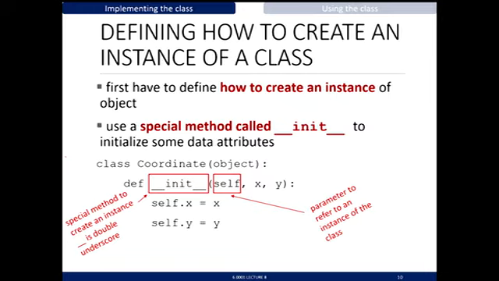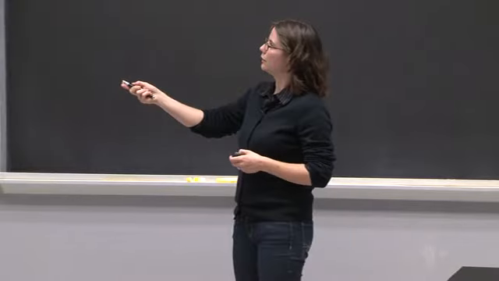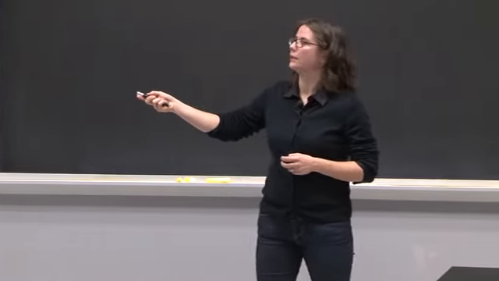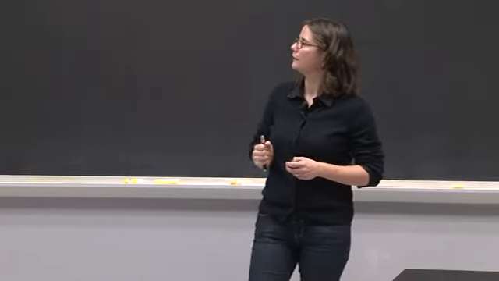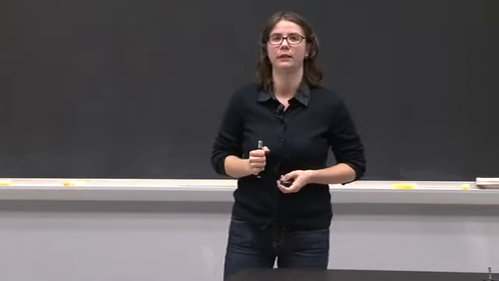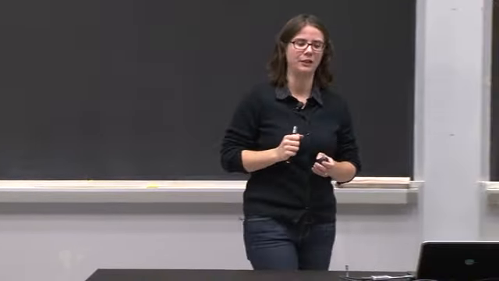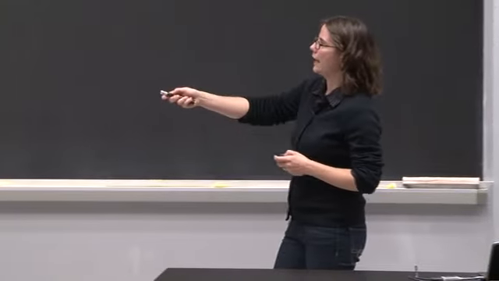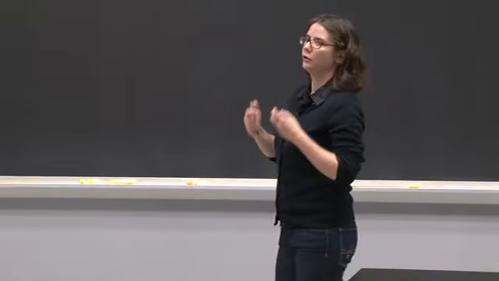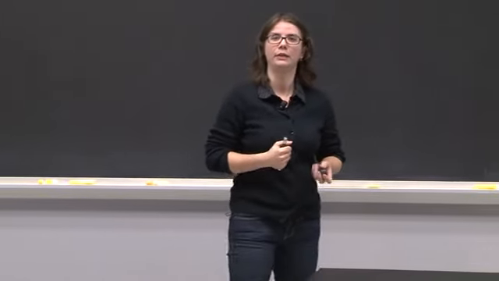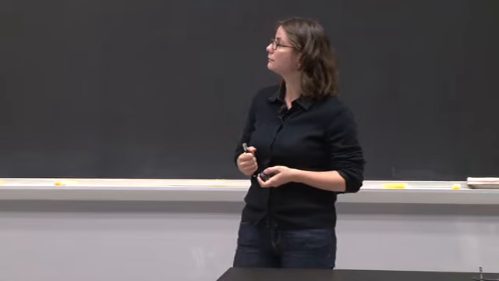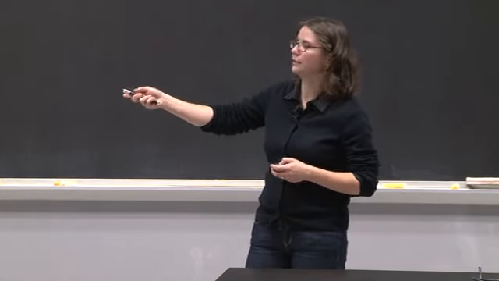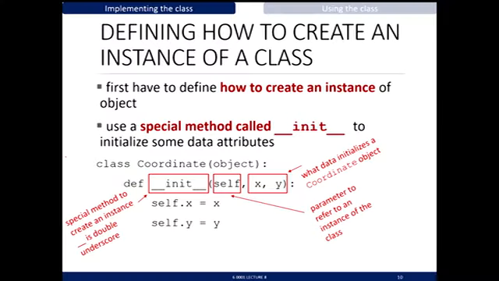And the dot says, look for a data attribute x that belongs to this class. So for methods that belong to the class, the first parameter is always going to be self. It could be named anything you want, but by convention, it's always named self. So try to stick to that. Any other parameters beyond it are just parameters as you would put in a normal function. In this case, we're going to initialize a coordinate object by two values, one for the x and one for the y.